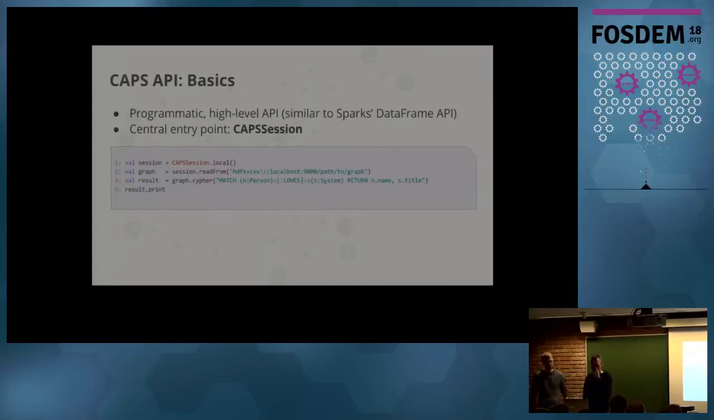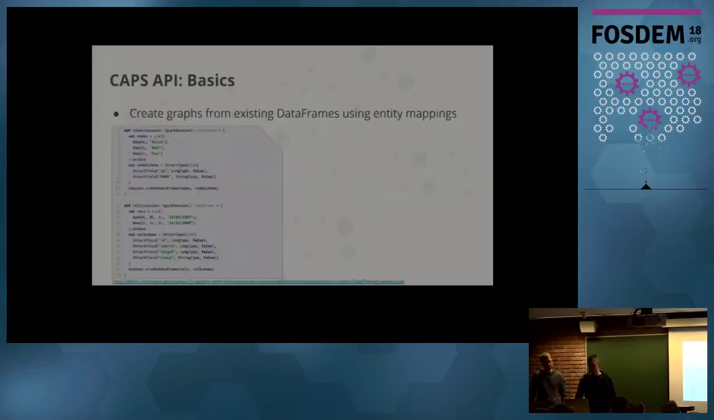On line 4, line 4 is actually line 3, but whatever. It actually triggers the query. And on line 4, we print the result, which would lead to that console output that you can see here, as you are used to from Neo4j.